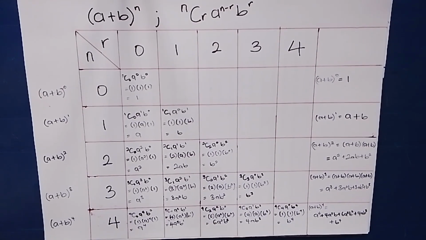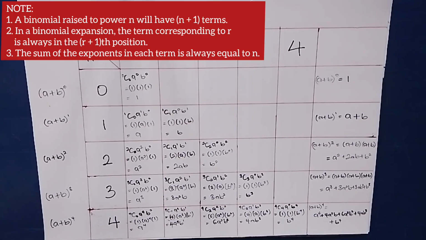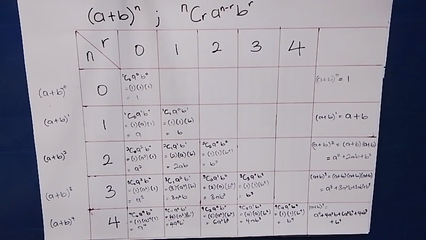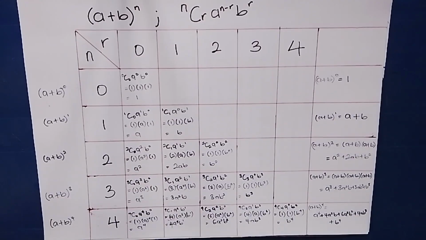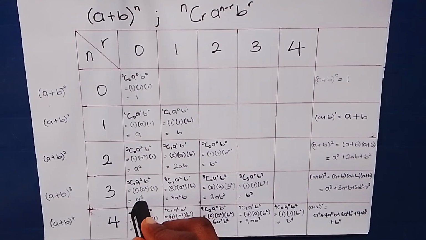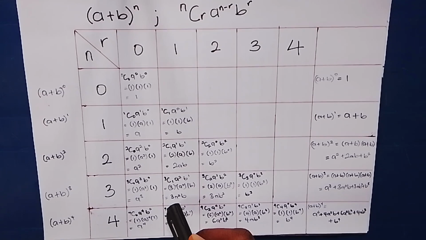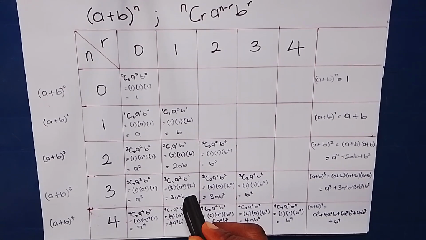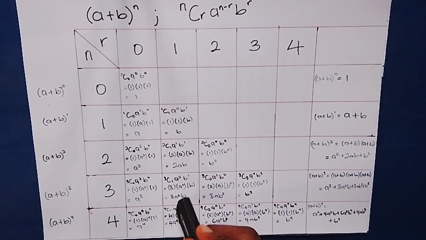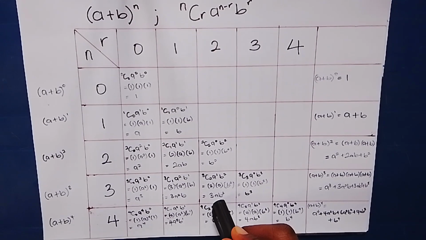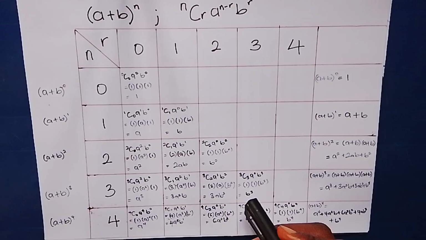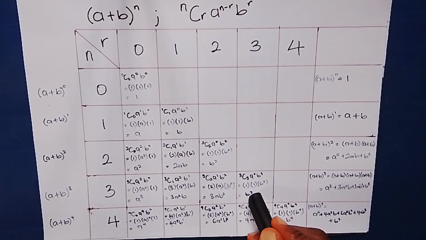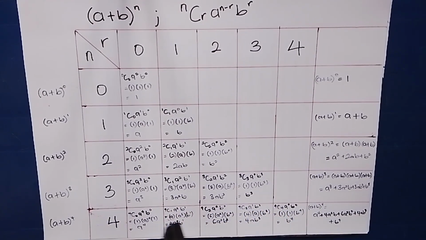And then finally, note that the sum of exponents in each term is always equal to n. Now this is a plus b raised to the power 3. We see that in each term the exponent sum is equal to 3, equal to n. This a raised to the power 3. Then we have here a squared and b. The power of b here is 1. The power of a here is 2. 2 plus 1 is 3. Same thing here. The power of a here is 1. The power of b here is 2. 1 plus 2 is 3. Here the power of b is 3. And the sum of the exponents in each term is always equal to n.